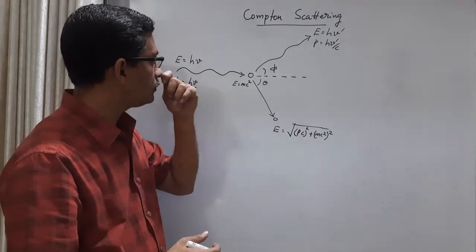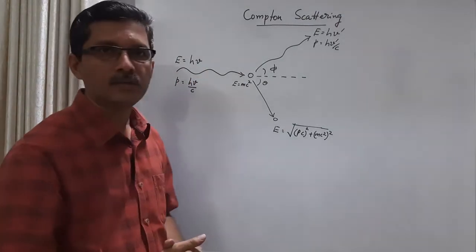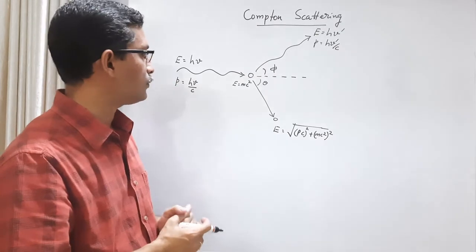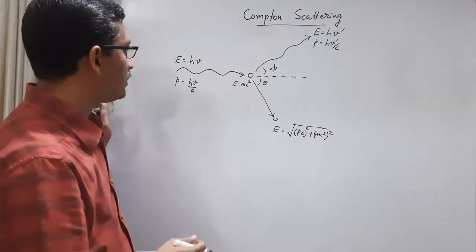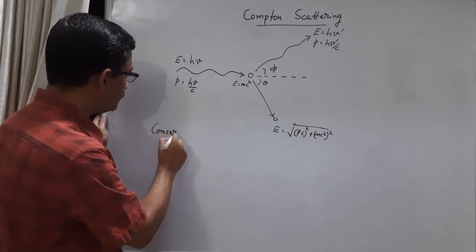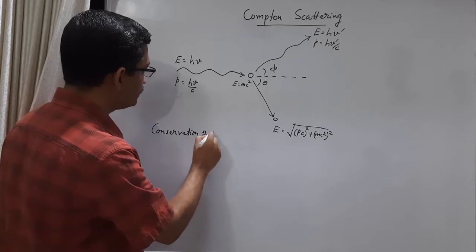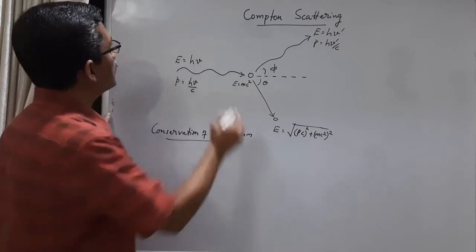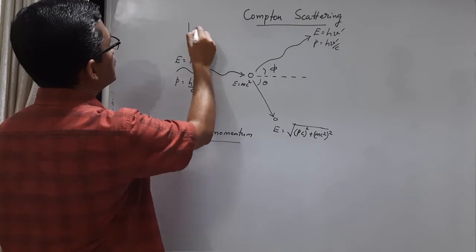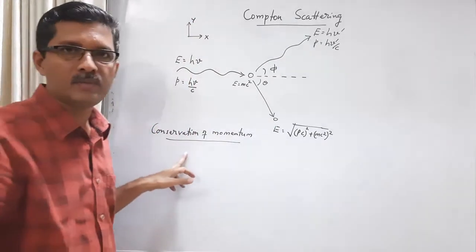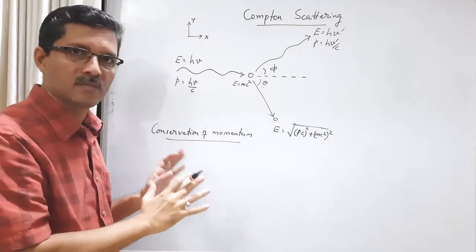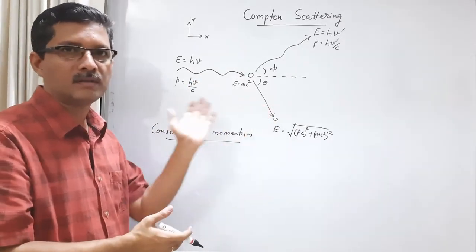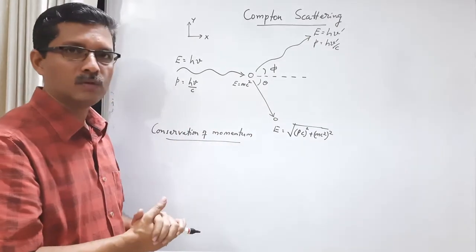Now, based on this picture, let us try to derive the expression for the change in wavelength of the scattered photon with respect to the incident photon. In order to derive this, first I will consider conservation of momentum. Let us say our directions are like this: this is the x direction, this is the y direction. Since linear momentum is a vector quantity, we have to consider its conservation along both directions. Since the scattering takes place in a plane, we have to consider the conservation of momentum along the x axis as well as along the y axis.